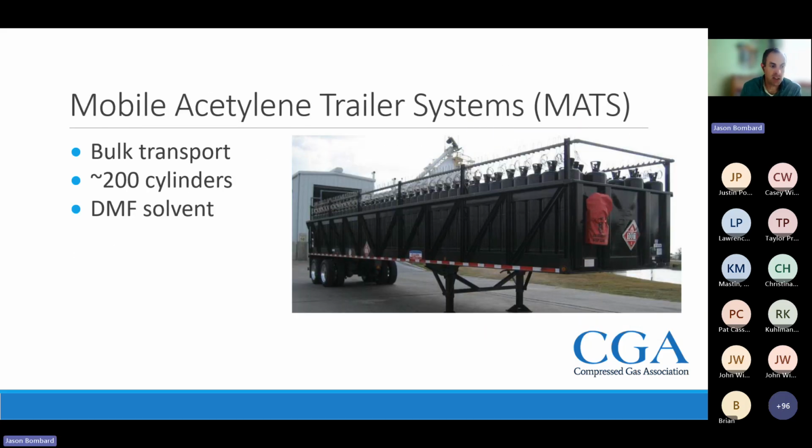You'll never see an acetylene trailer that looks like a regular tube trailer or a bulk transport, just because of the issues with transporting acetylene. The way acetylene is transported in bulk is you manifold roughly 200 cylinders together and connect it with manifolds to the end of the trailer. This is the prime example of where you would use DMF as a solvent. All those cylinders are filled and emptied together as one unit.